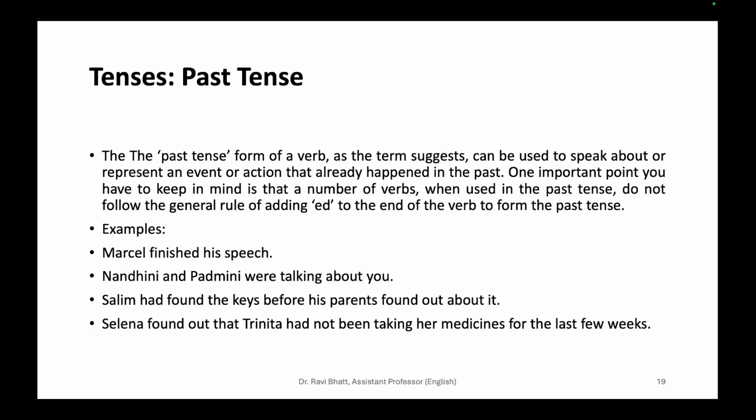Now, the past tense form of a verb, as the term suggests, can be used to speak about or represent any event or action that already happened in the past. One important point to keep in mind is that a number of verbs, when used in the past tense, do not follow the general rule of adding ed to the end of the verb to form the past tense. Okay. Now let's look at some examples.